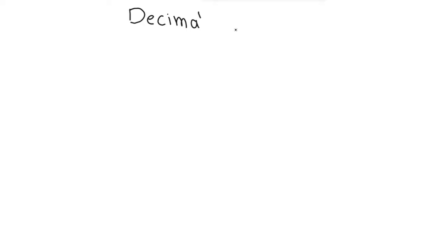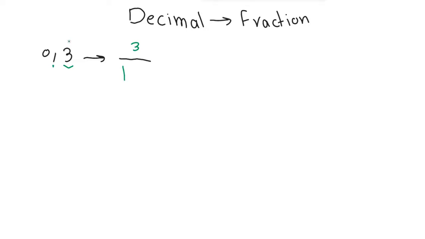Decimal to fraction. Okay. For example, we have 0.3. After the decimal we have one digit. I will write 3, and instead of the decimal I will write 1, and instead of the one digit I will write 0. So the answer is 3 over 10.